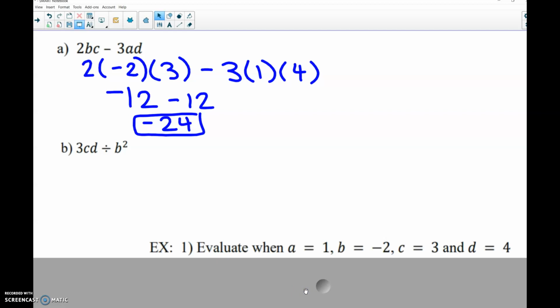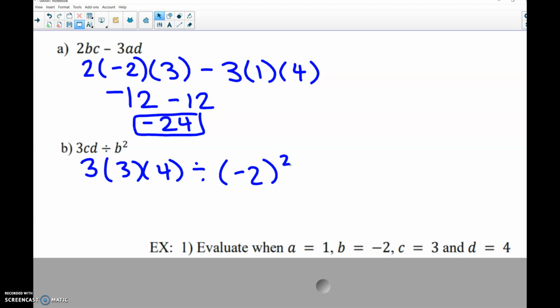All right, so part B. Same thing. We are going to substitute in the values of the variables. I put them down here on the bottom here so that we could see them as we're doing this problem. So 3 times C times D divided by B squared.